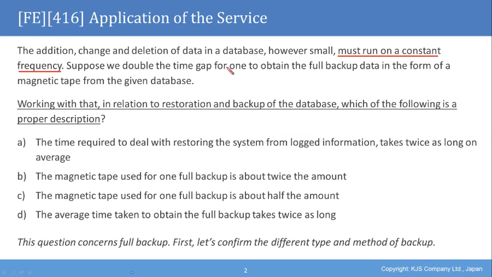Suppose we double the time gap for one to obtain the full backup data in the form of a magnetic tape from the given database. So we are talking about doubling the time gap. Working with that, in relation to restoration and backup of the database, which of the following is a proper and fit description? Option A is the time required to deal with restoring the system from logged information takes twice as long on average. So we're talking about twice as long on average.